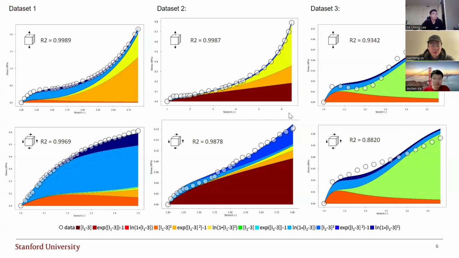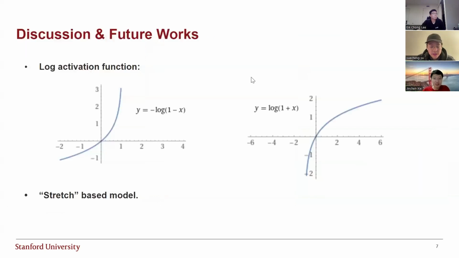And next, I want to briefly talk about the reason we changed our activation function. The left-hand side is the original function. You can see that it's very sensitive to the large deformation, but the right-hand side, our revised version, can provide more lower value in the large deformation region. And in the future, we are going to test the stretch-based model and compare the results with the invariant-based model.